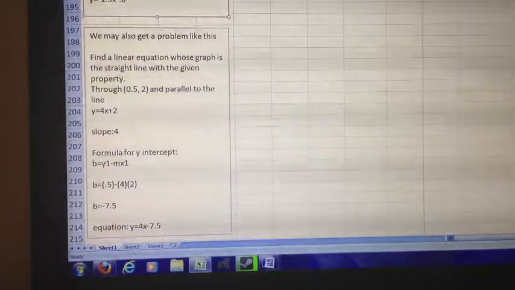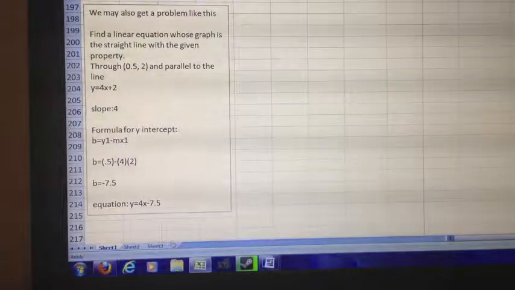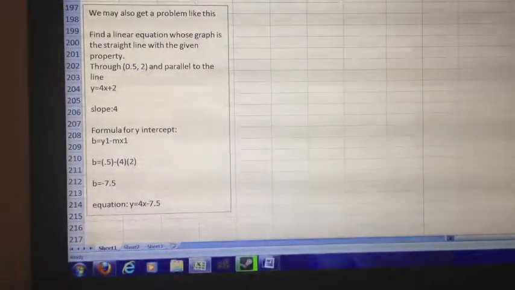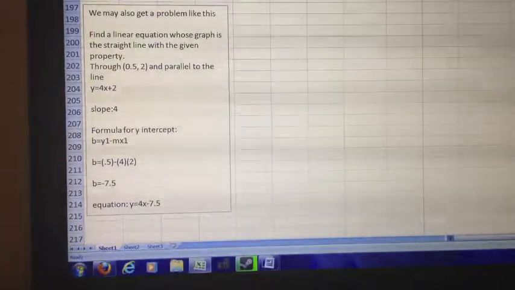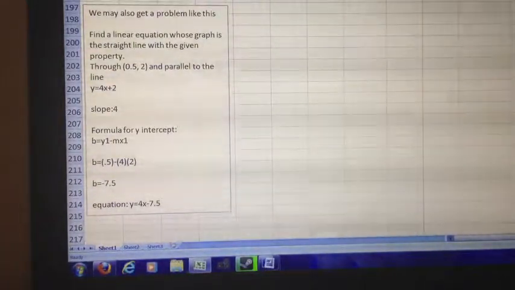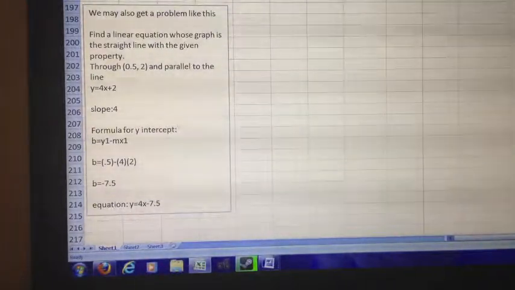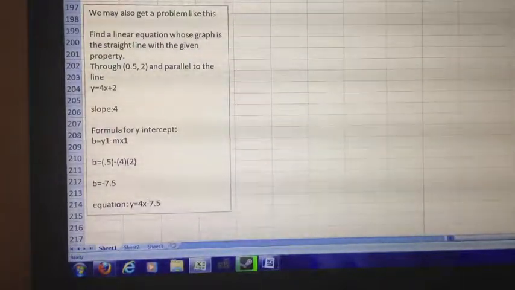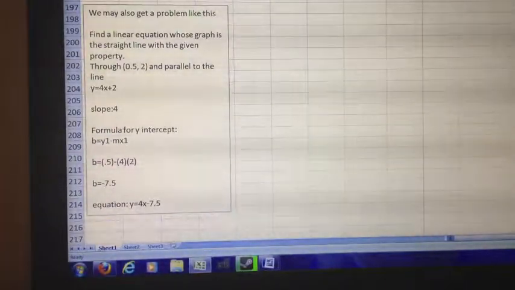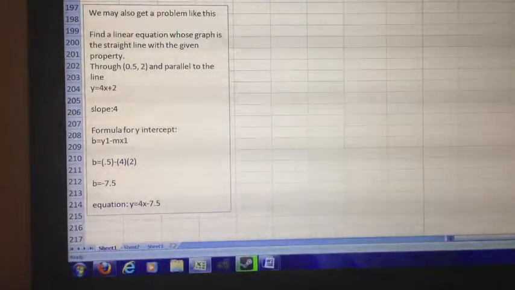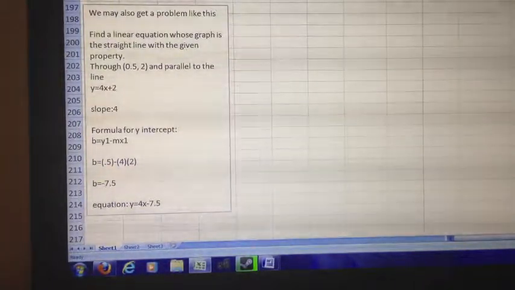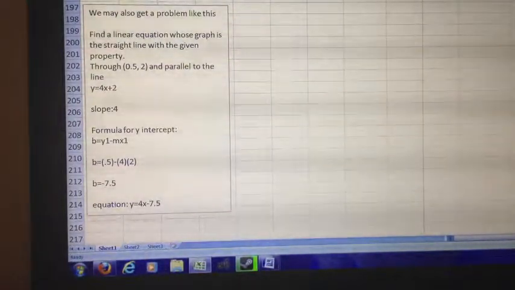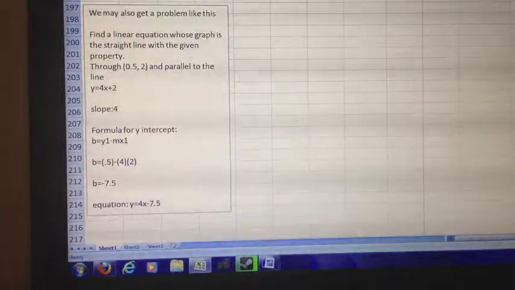We may also come across a problem like this. It says, find a linear equation whose graph is the straight line with the given property. The line goes through the points 0.5 and 2, and it's parallel to the line y equals 4x plus 2. So when we look at this equation, we see that the slope is 4 because it's the number in front of the x. So if it's parallel to this line, it means that it contains the same slope. So we know that our line contains the slope of 4. So then we just need to find the y-intercept.